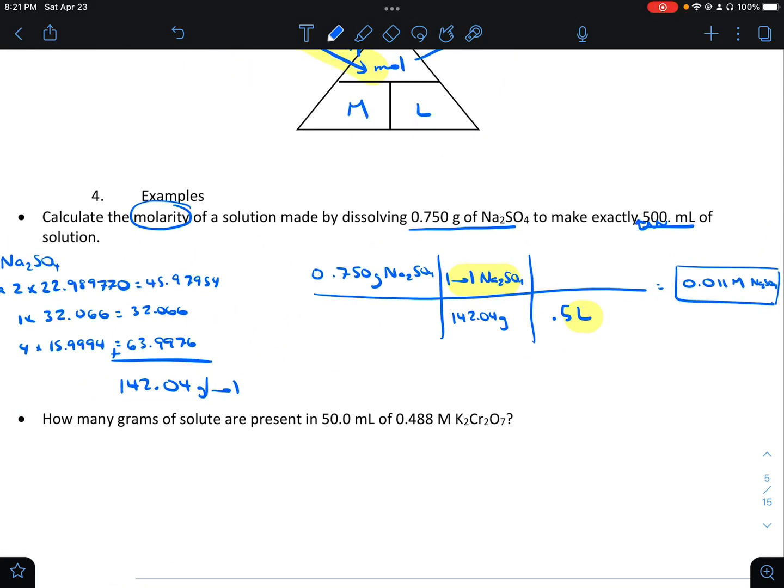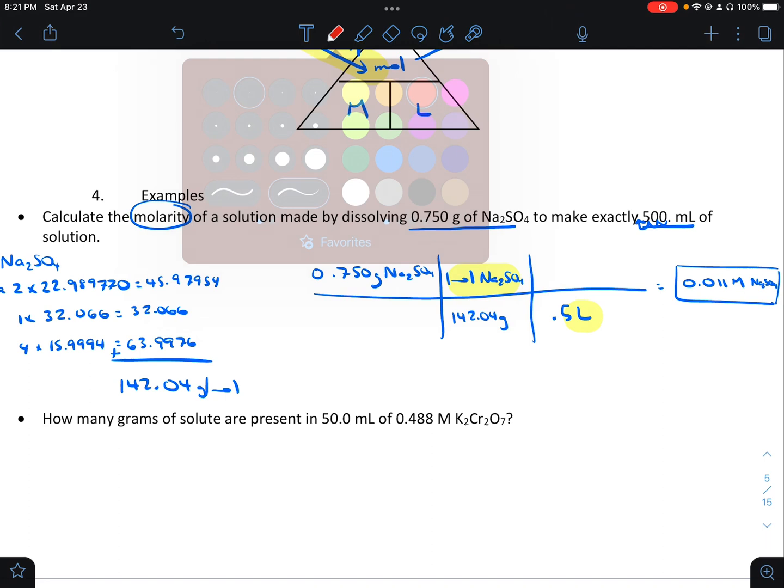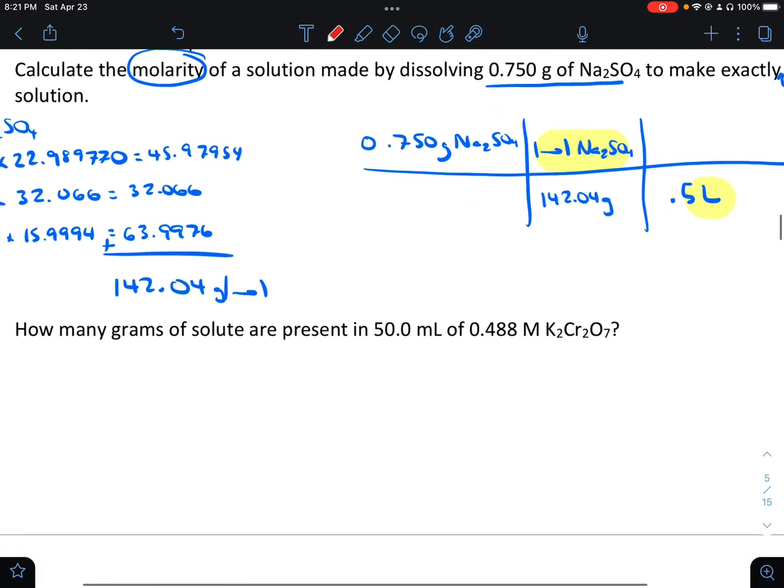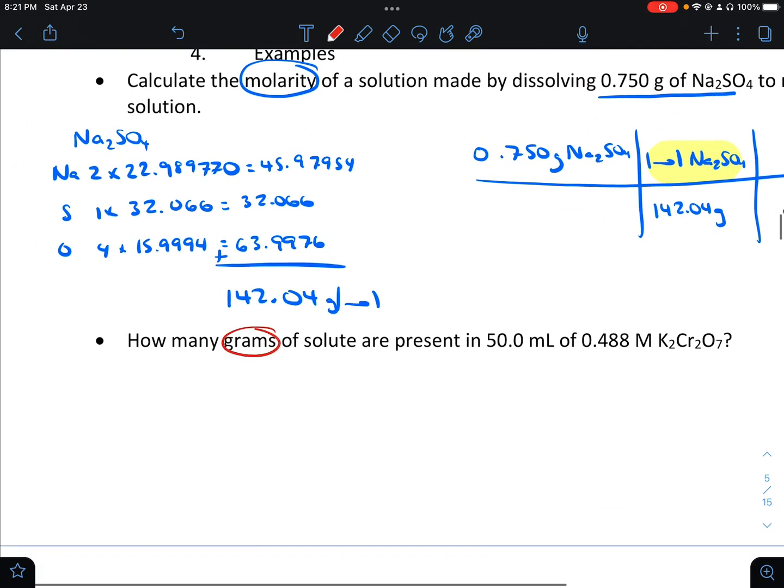All right, makes sense? So let's see if we can work backwards. Now we've worked in the forward direction. Let's see if we can't work backwards. So this time, we are looking for grams, 50 mils, 0.44. So we're going to be working backwards.